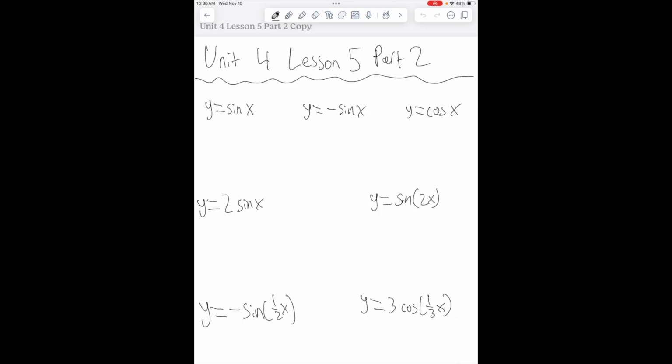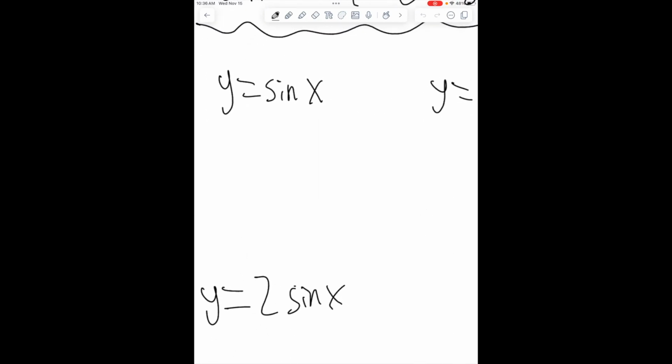All right, looking at Unit 4, Lesson 5, the second part, we're going to look at graphing sine and cosine functions. So if we just look at our graph of y equals sine of x, like we often do, we can imagine that there's a 1 in front of it. Again, 1 times anything equals itself. So when I'm looking at graphing, that means I'm going to have an amplitude of 1. I'm going to have a height of 1. And the sine graph looks like this.